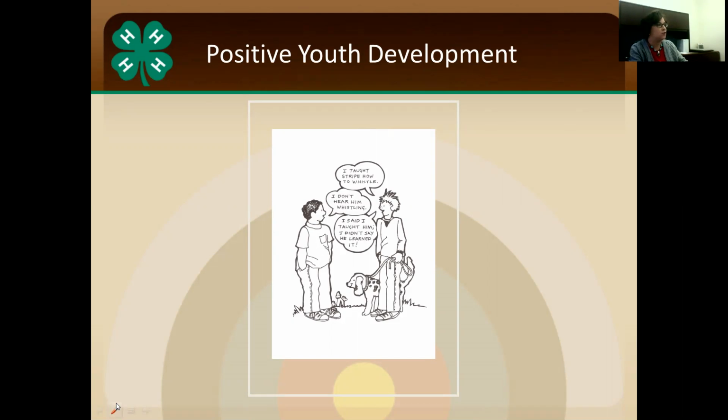I love this little picture. I taught Stripe how to whistle, and this says, I don't hear him whistling, and I thought I said I taught him. I didn't say he learned it. And sometimes there are days that I feel like that when it comes to talking about developmental levels and what's appropriate, what's not appropriate for young people. I mention quite often making sure that our programs are developmentally appropriate for the age of young person that we're working with. And so part of what I'm going to talk about is what makes it age appropriate.